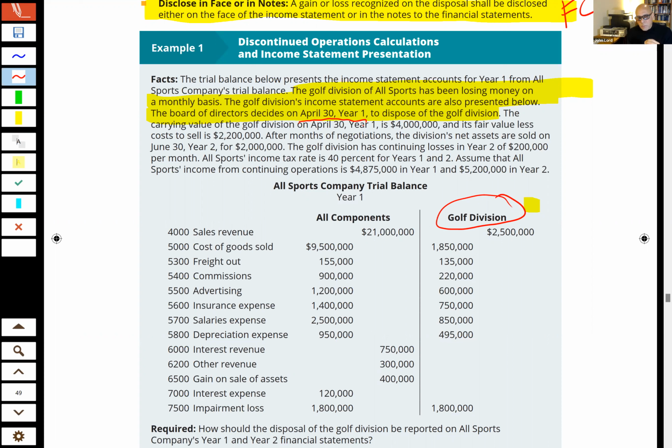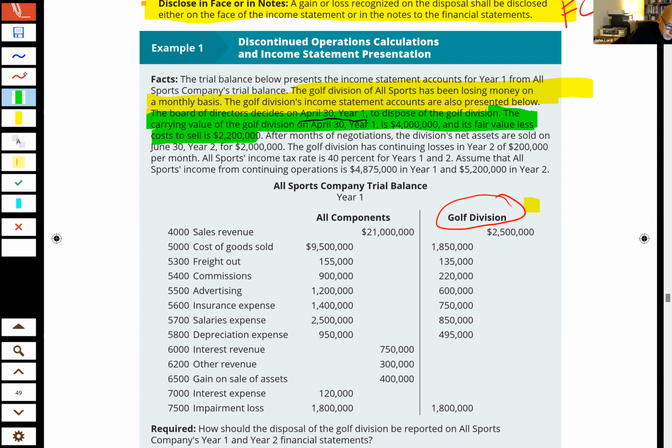The objective of this reporting is so that users can see what the company will look like with that entity gone. And then we're going to report out separately the stuff that is going away. So we would report the entire 12 months of the operation in the discontinued operations section, even though the decision wasn't made until April 30th. Okay. Now they tell me that the carrying amount of the golf division was 4 million and its fair value was 2,200,000. Do we have impairment?